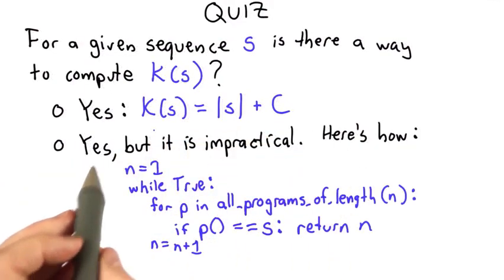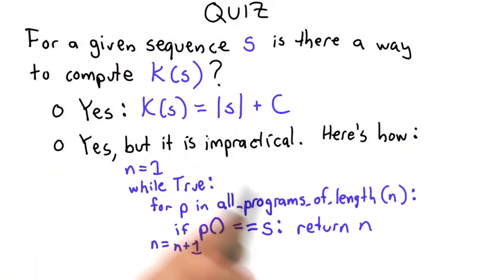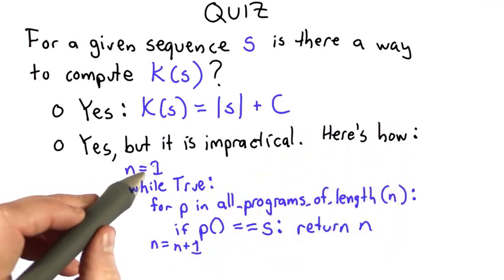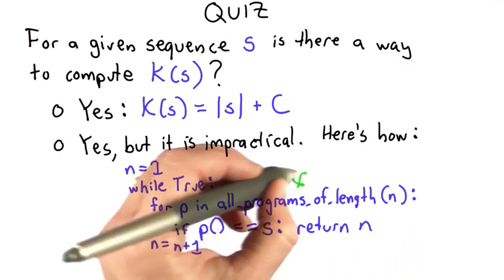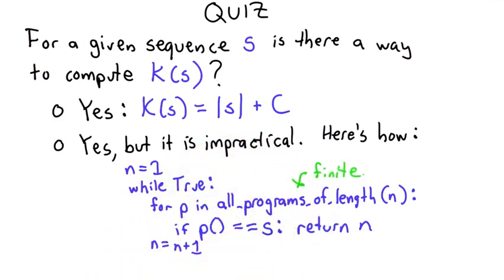So the second choice is, yes, we can. It's impractical to do this, but here's an algorithm for doing it. We can start by initializing n to 1. We can have a loop that keeps going until we find the correct value of n, which is the Kolmogorov complexity of the string S. And we're going to do that by looping through all the programs of length n. This is a big set, but it's finite. So in theory, that would eventually finish. And for each program, we're going to execute that program, see if it produces S as its output. If it does, that's the result that we want.